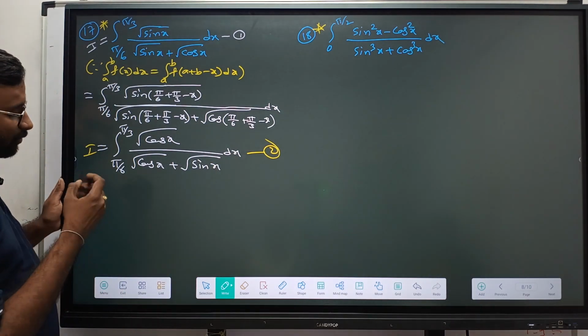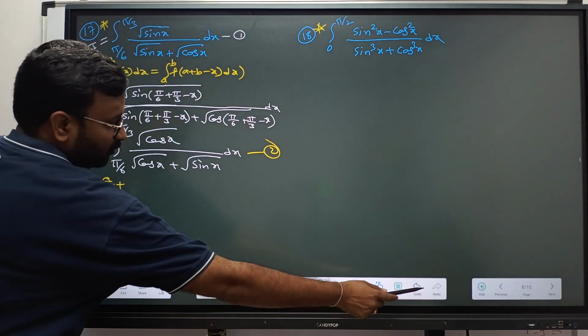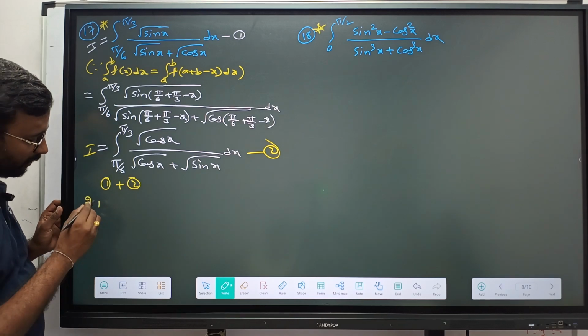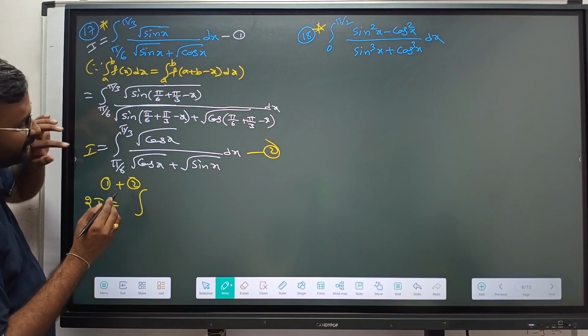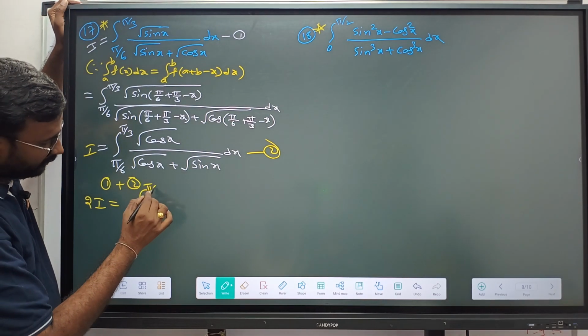Now what is the process? Add 1 plus 2. So I plus I is 2I, and the interval is the same, pi by 6 to pi by 3.